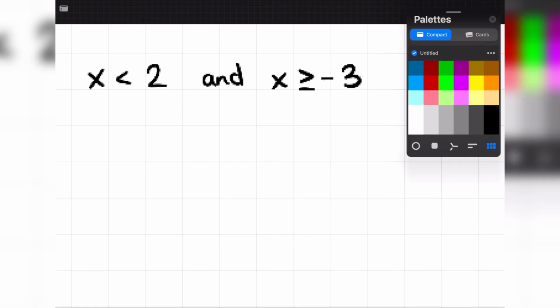We have x is less than 2 and x is greater than or equal to negative 3. We have to solve the inequality, graph the solution on a number line, and then write it in interval notation. So the first thing is to solve it. We want to write this in a way where there's one x. So we want to write it kind of like this. Not with those numbers, but it has to look like that, basically.